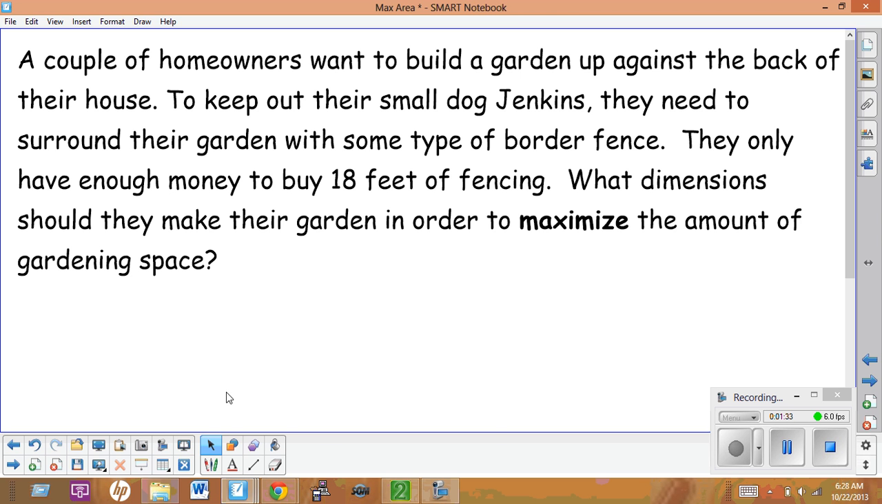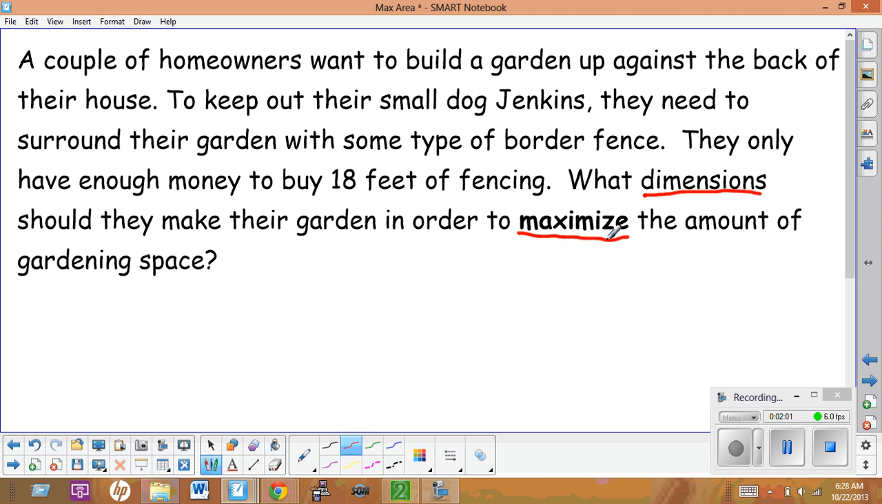Okay, so the first thing we want to look for is what are they asking us to find? Now, if I reread this, they're looking for dimensions. They want to know how big they can make their garden, but because they want their garden to be the biggest possible area, they want to maximize their gardening space. So we're looking for the dimensions that give us the biggest area. Now there's going to be a lot of dimensions we could use, but they won't give us the maximum area.